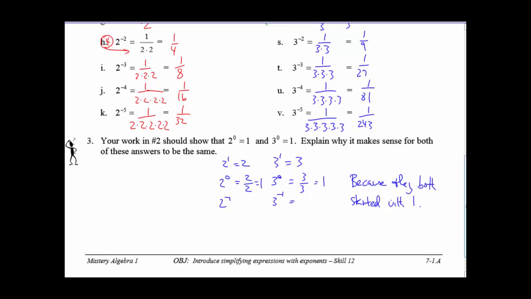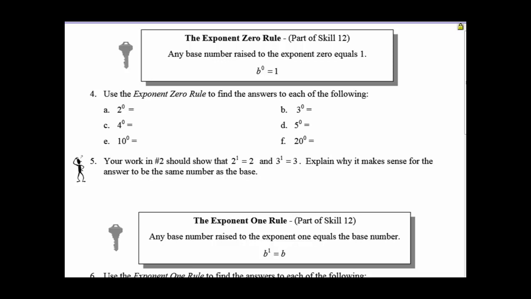Okay. We'll expand on that in a little bit. Next page. Okay. So the exponent 0 rule. This is really part of skill 13, so make that correction. And this is part 13. So any number base, or any base, could be a letter, raised to a zero exponent is always equal to 1. Okay? So use the exponent 0 rule to find the answers. 2 to the 0, 1. 4 to the 0, 1. 10 to the 0, 1. 3 to the 0, 3 divided by 3, which is 1. 5 to the 0, 5 divided by 5, which is 1. And 20 to the 0 is 1.